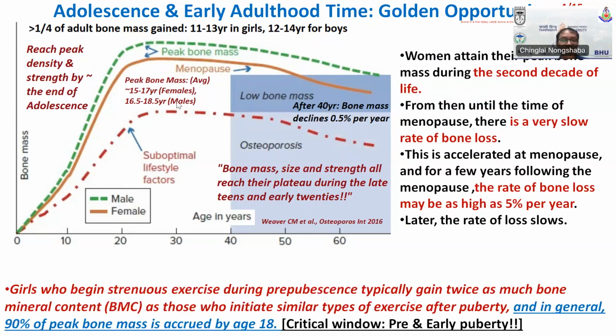If you incorporate exercise intervention during the pre-pubescent time, it was found in one study that such girls gained twice as much bone mineral content, BMC, as compared to girls where a similar exercise intervention was given after puberty. That means you know the golden period where exercise intervention has to be done. In general, 90% of the peak bone mass is reached by the age of 18 years. And the critical window is always pre and early puberty. That is, exercise intervention has to be given around pre and early puberty.